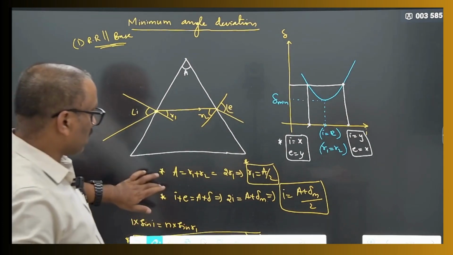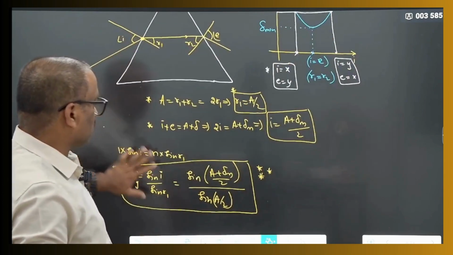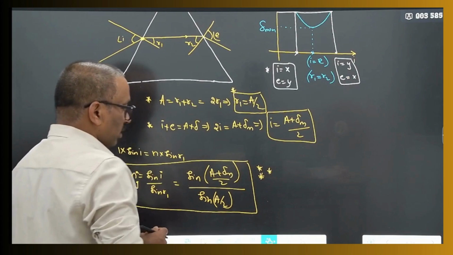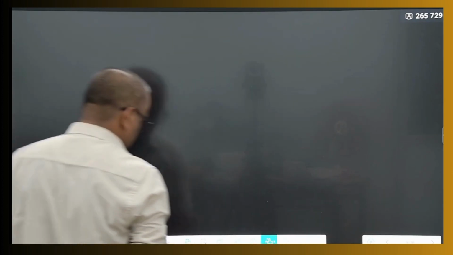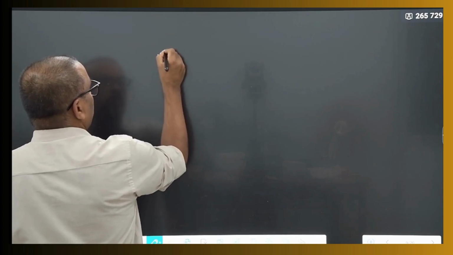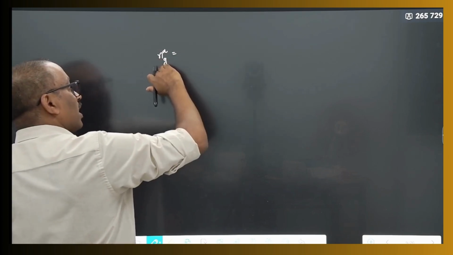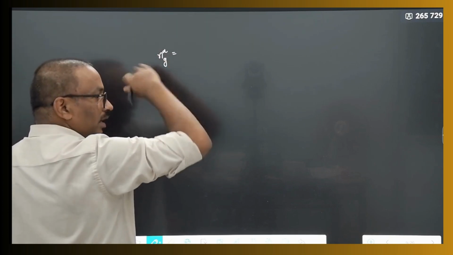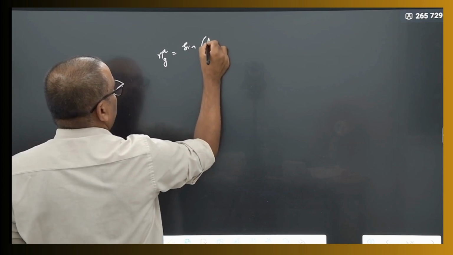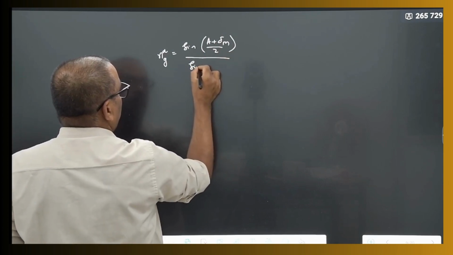Mostly this will be your most important formula. Clear? In this one you can rewrite it, where this is the refractive index of the prism with respect to air. Suppose it is kept inside water, then it is the refractive index of the glass with respect to water. In any other liquid you can use it. So for minimum angle of deviation, n is equal to sin of (A plus delta m) by 2, divided by sin of A by 2.